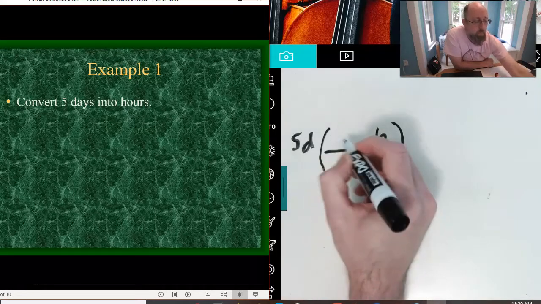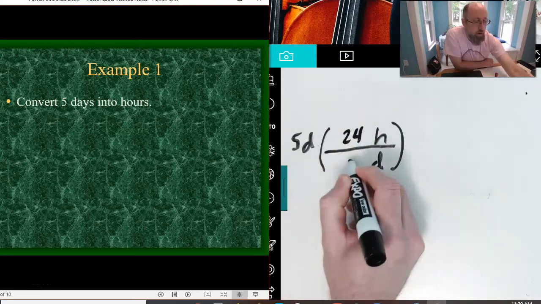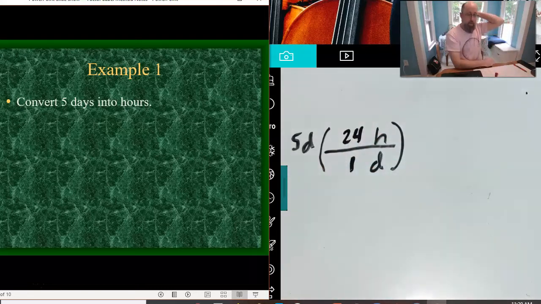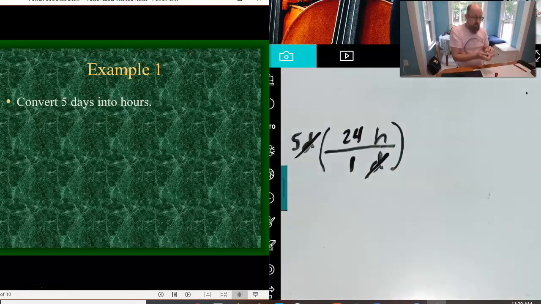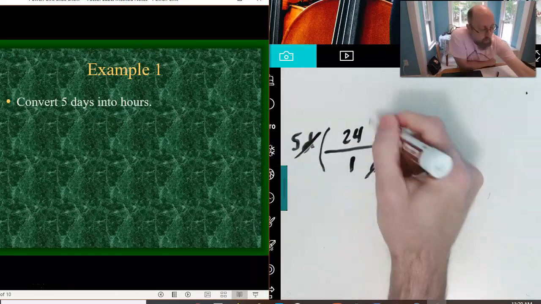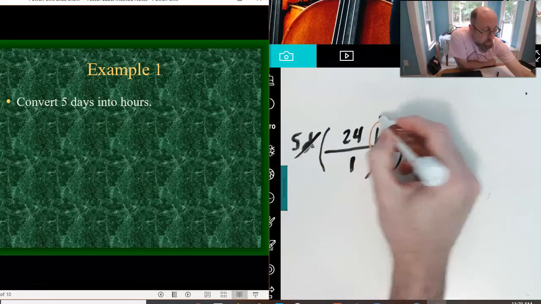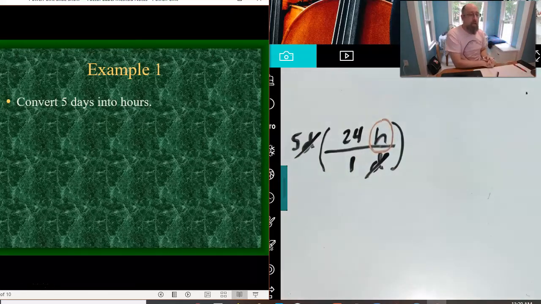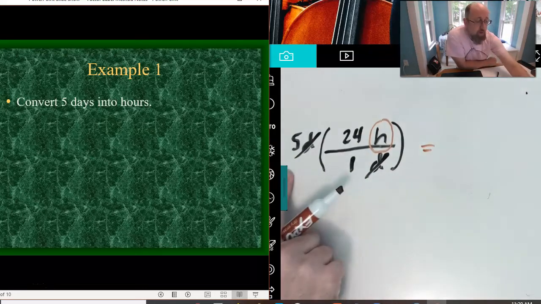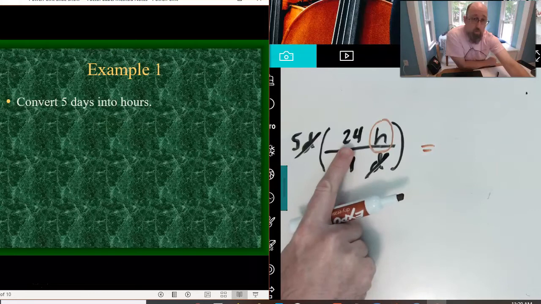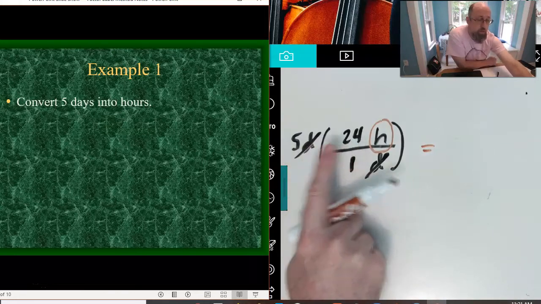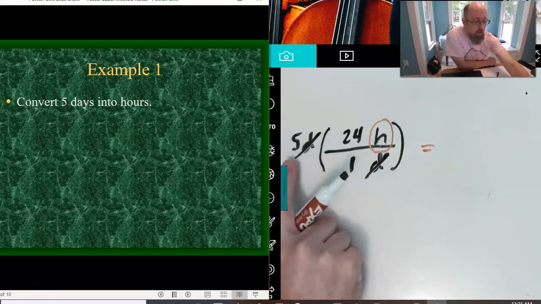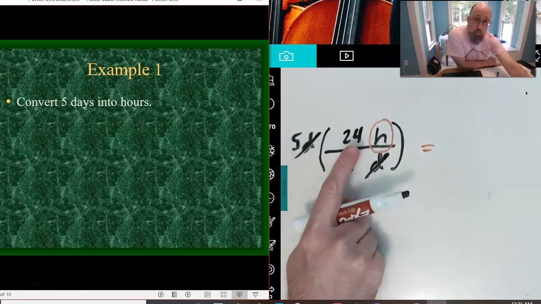All right, so now I'll fill in the values. 24 hours are equivalent to 1 day. And I'm going to cancel out my old unit, which indicates to me that I only have hours now. The days have been removed from this expression, and my result is now going to be in hours. Because the number 24 is on top of the fraction, that means I'm going to multiply them. Notice again, they're adjacent to each other, which implies multiplication. 5 times 24.